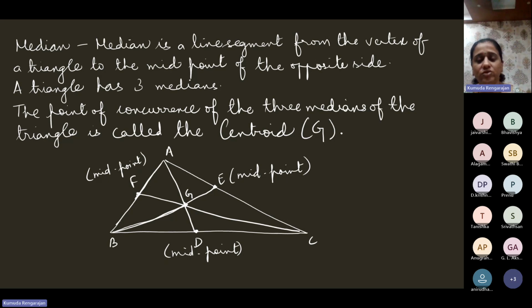And the point where the three medians meet here, which is marked G, is the centroid of the triangle ABC. The point of concurrence means the point where the medians meet. Intersection is for two lines. When two lines meet at a point, it's called the point of intersection. When three or more lines go through the same point, it's called the point of concurrence. Exactly two lines, point of intersection. Three or more lines, point of concurrence.